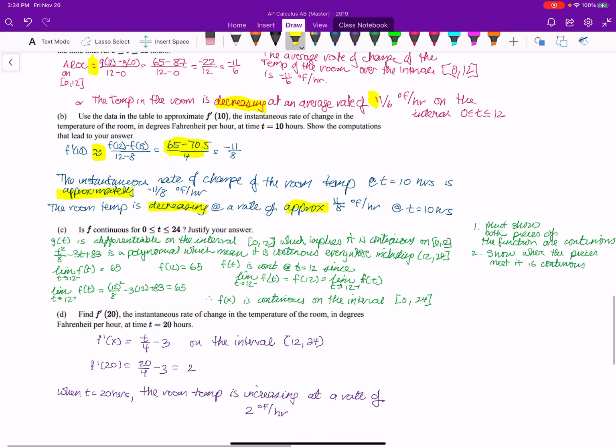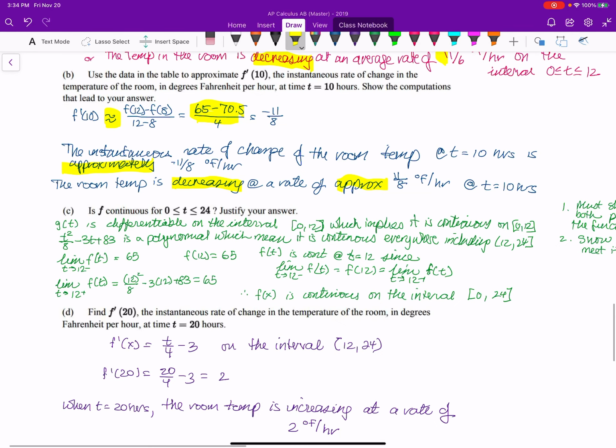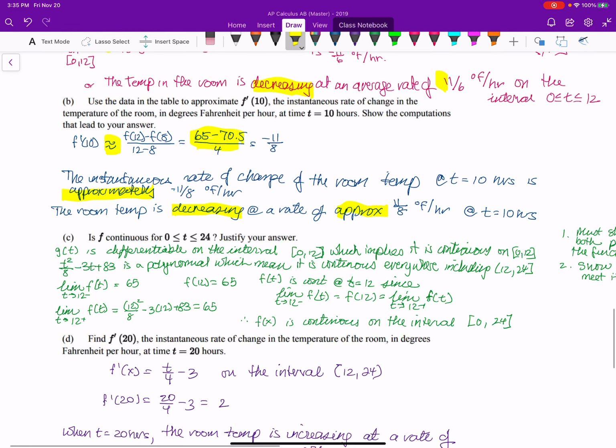Now, Part C, I should have left some more room here, but it says, is f continuous on the interval from 0 to 24? Justify your answers. Now, there are 3 distinct things we need to establish. We need to establish that each of the pieces in the piecewise function are in and of themselves continuous. And then we have to check where the 2 pieces meet. You can't just do the part where they meet. You have to also make it clear that g of x is continuous on the interval that's given. And the reason I know that is because it's differentiable.